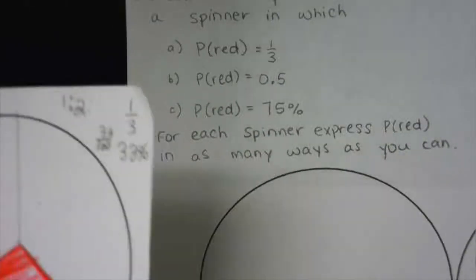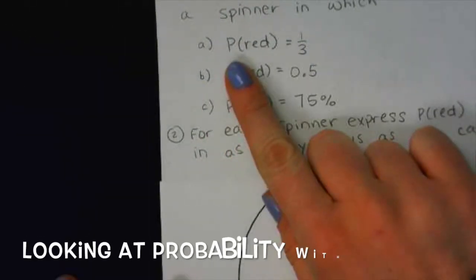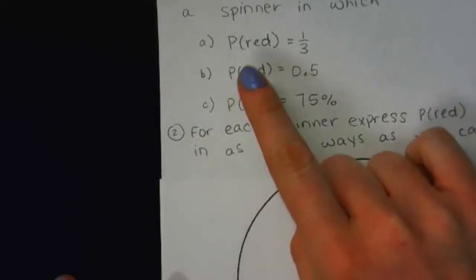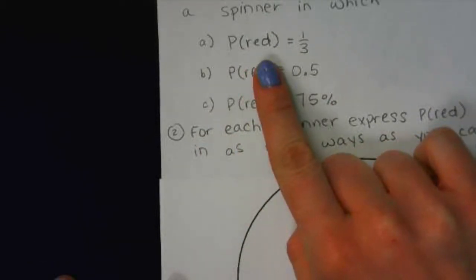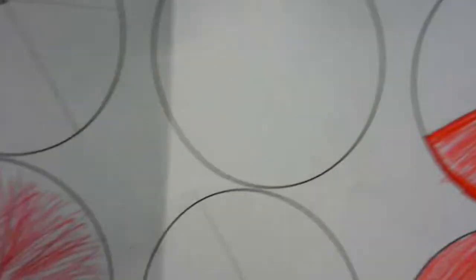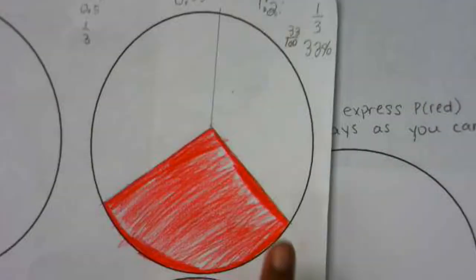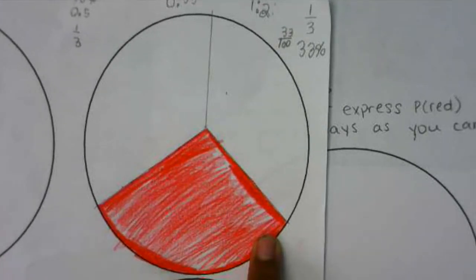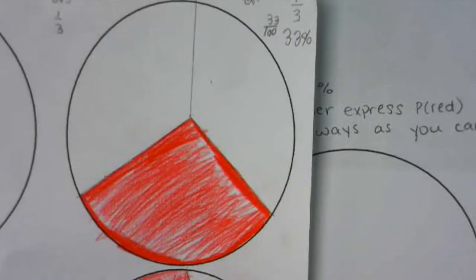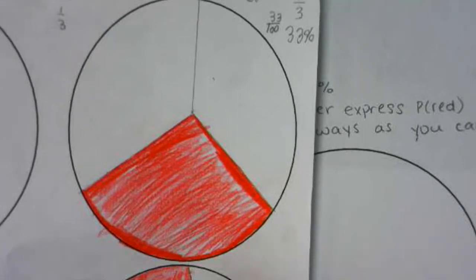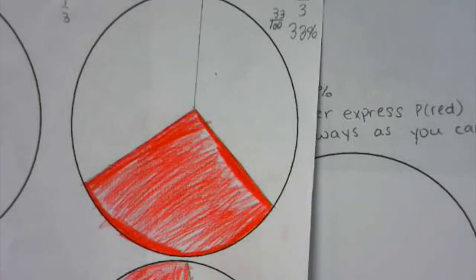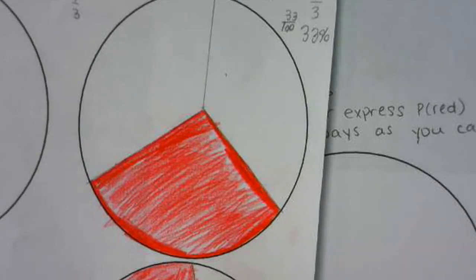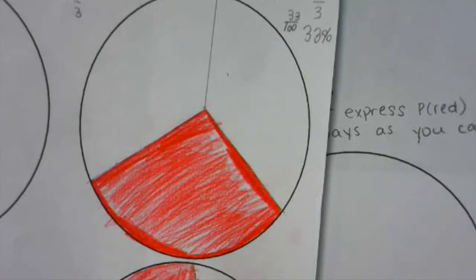All right, so for part A, we want to look at the probability of red as 1/3. So we wanted to design a spinner for that, and this is the spinner that Syra made. We made it out of 3 because we knew that 1/3, we took it as a fraction. So we knew that it had to be like 3 pieces in total. Okay. So then we colored one because of the 1/3.